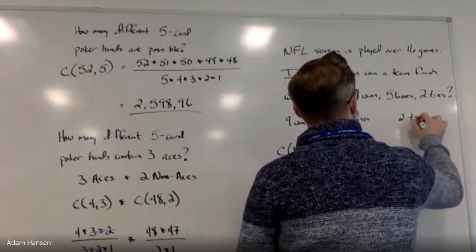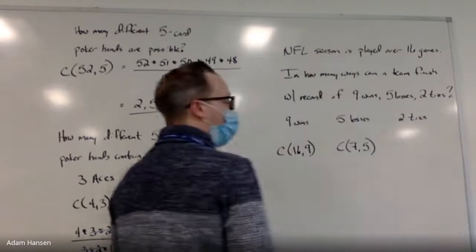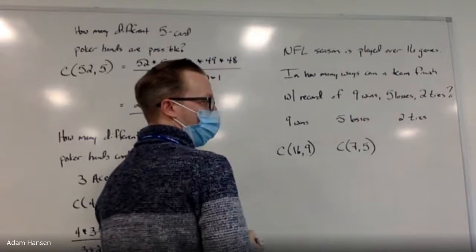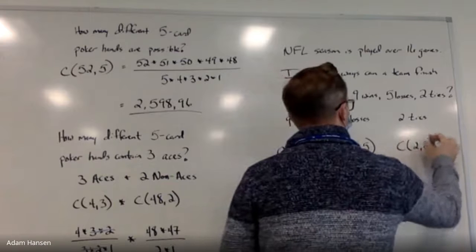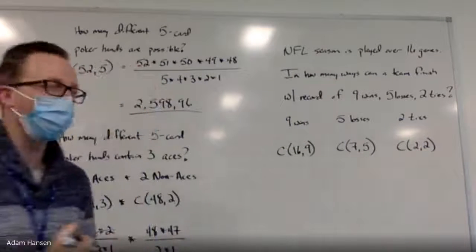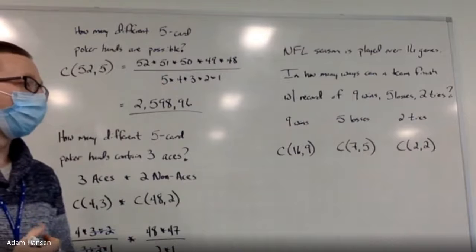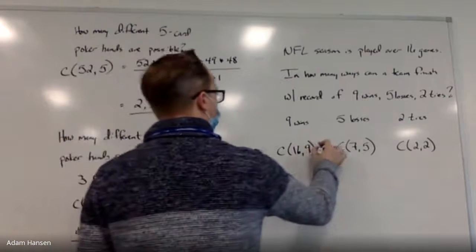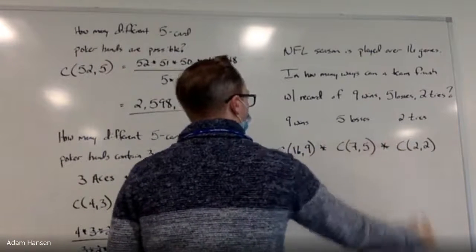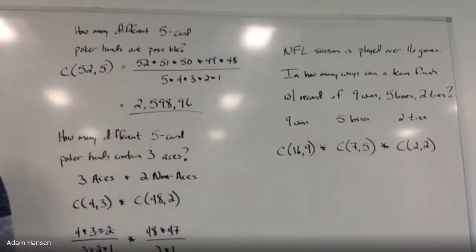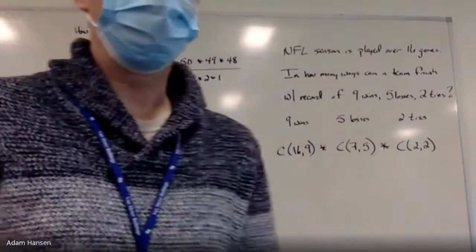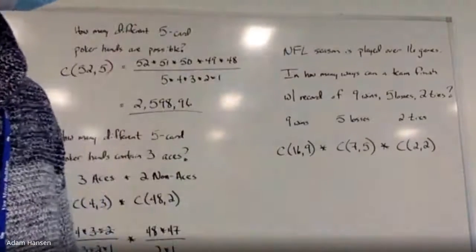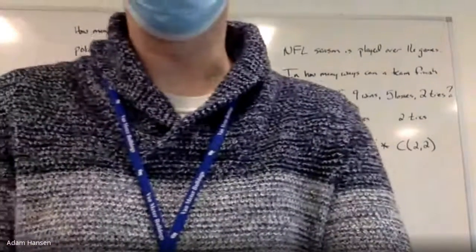Now, how about the 2 ties? How many games are there left to decide the outcome of? What's that? 2. Only 2 left. Doesn't really matter because 2 choose 2 should only be 1. Only one way to choose 2 when there's 2 things in total. Multiply this together. Type that into your calculator. 16 choose 9 times 7 choose 5 times 2 choose 2.